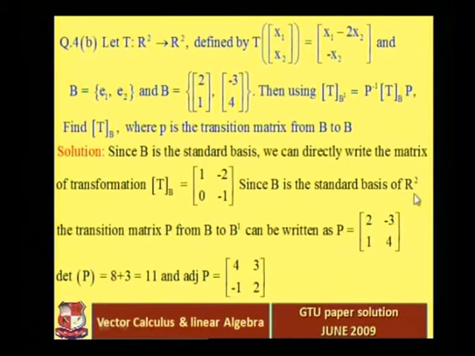Because B is the standard basis of R2, we can write P directly: this is the first column 2 1 and this is -3 4. Okay, now the determinant of P you can easily find: 4 into 2 is 8, minus -3 into 1, that is 8 plus 3, equal to 11. And the adjoint of P is equal to [4 3; -1 2].